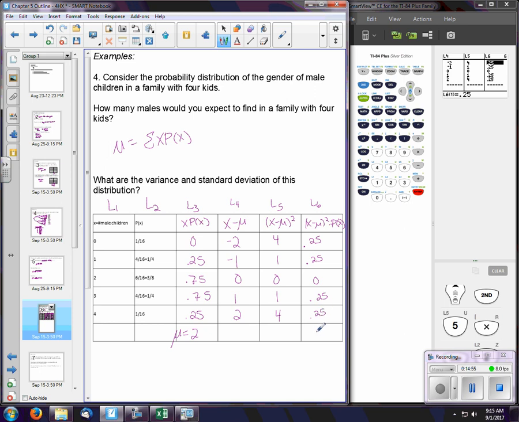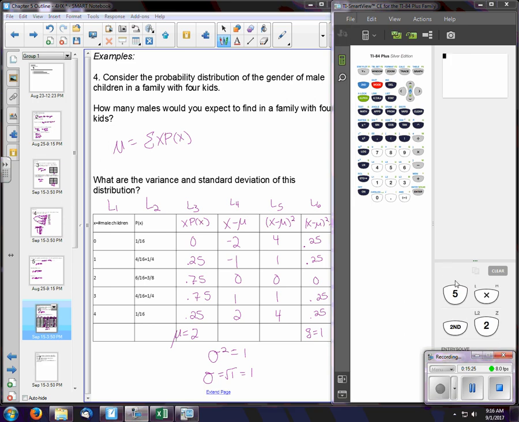My variance is equal to the sum of this column, which is 1. So I have a variance, sigma squared, equal to 1. And my standard deviation is the square root of that number, which in this case is also 1. That is completely coincidental and will not happen in every single probability distribution, so that's something to keep in mind. But in this case, our variance is 1, our standard deviation is 1.